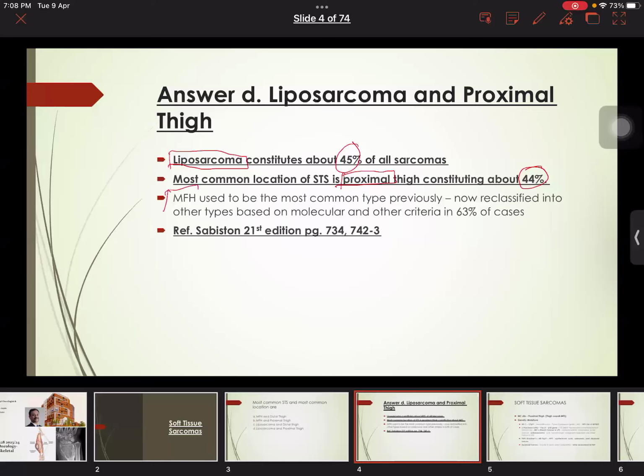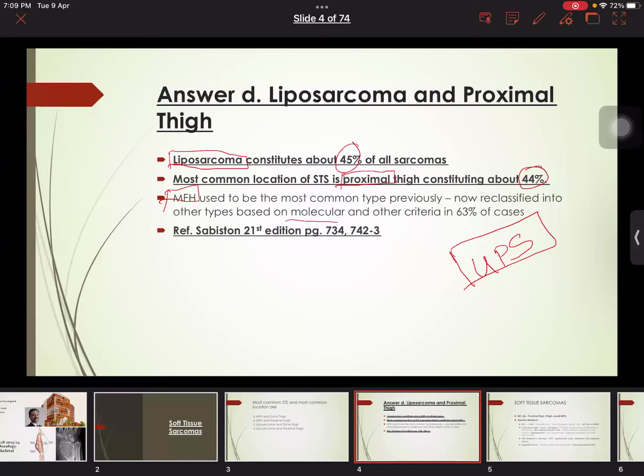MFH used to be the most common subtype of sarcomas, malignant fibrous histiocytoma. But currently, it is reclassified as undifferentiated pleomorphic sarcoma. Now the term that is used is UPS. I'll be talking about it a little bit later. The reason is previously the classification was based only on the histological patterns. So many of the tumors used to be called MFH.